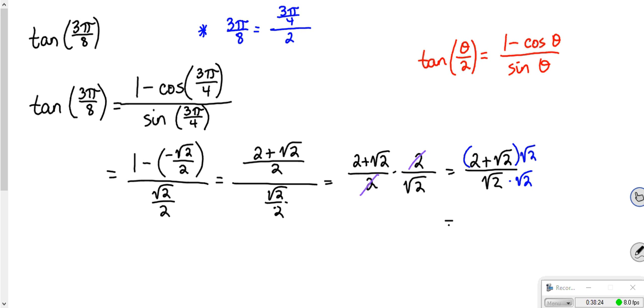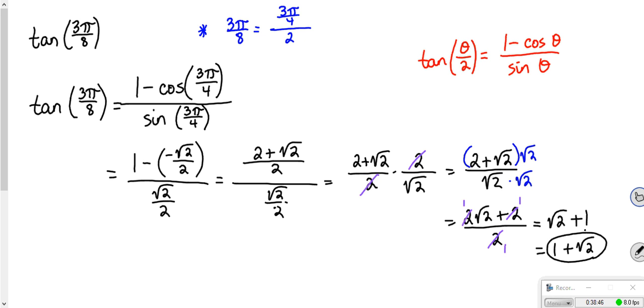So then this gives me 2 root 2 plus 2, over 2. Well, of course these 2's cancel and leave me 1's. So all I am left with is root 2 plus 1, or 1 plus root 2. I don't care how you write it, it's the same thing. Okay, that is your answer. This is going to finish us up for 7.3 Part A.